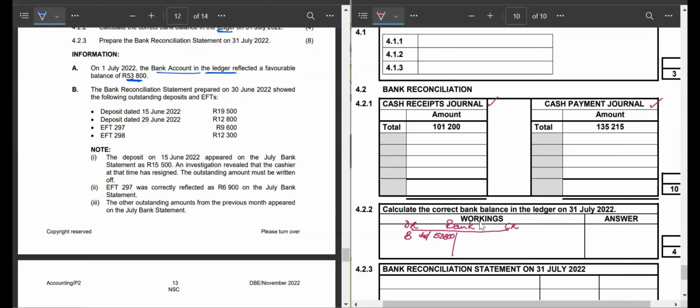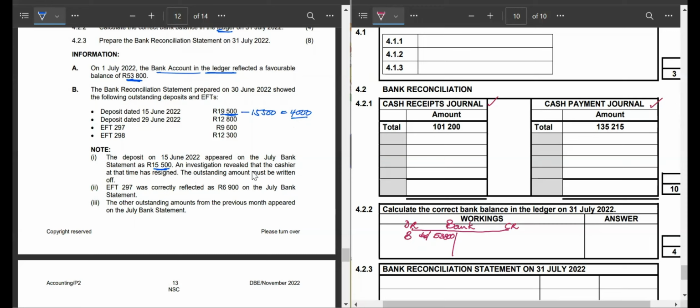Then information B reads, the bank reconciliation statement prepared on 30 June revealed the following: outstanding deposits. Number 1, the deposit on 15 June appeared on the July bank statement as 15,500. So what they're telling us here is that this deposit of 19,500 has appeared as 15,500. So if I say 19,500 minus 15,500, the difference therefore becomes 4,000 rands.